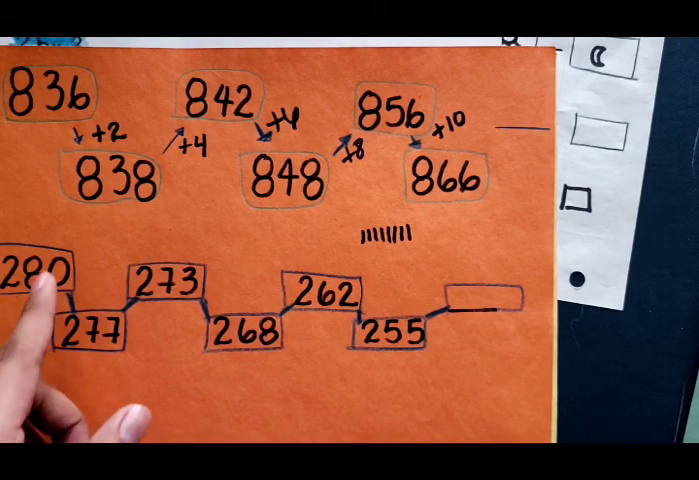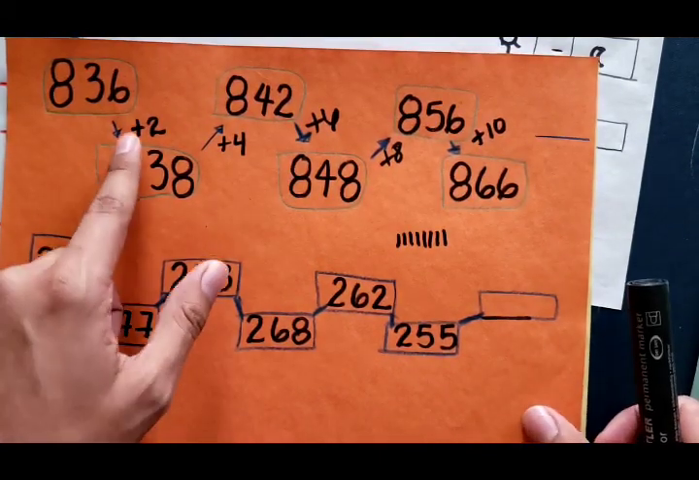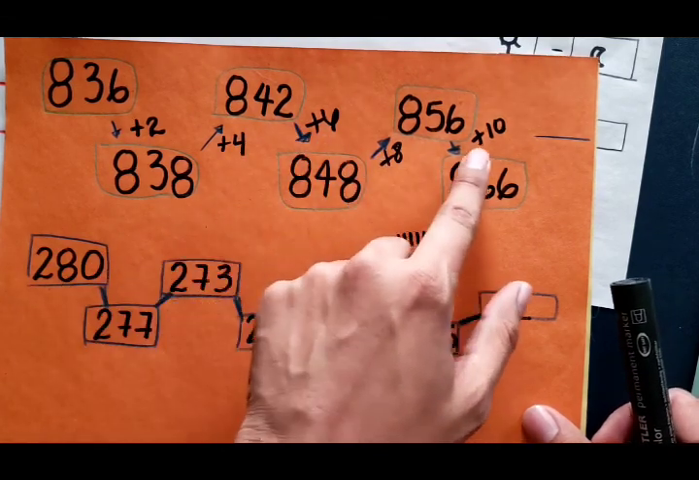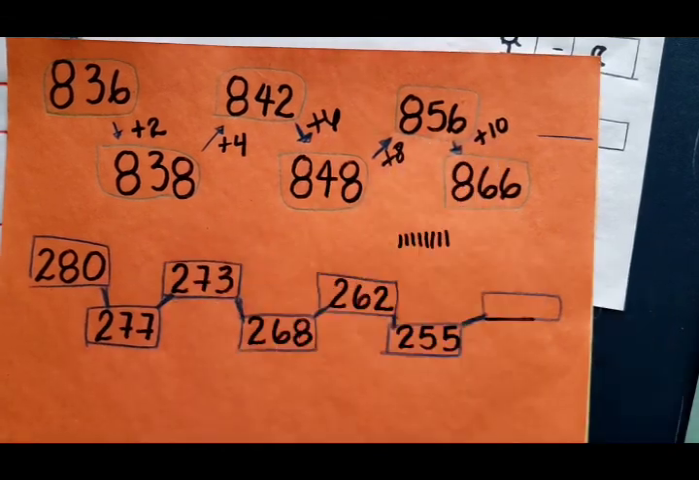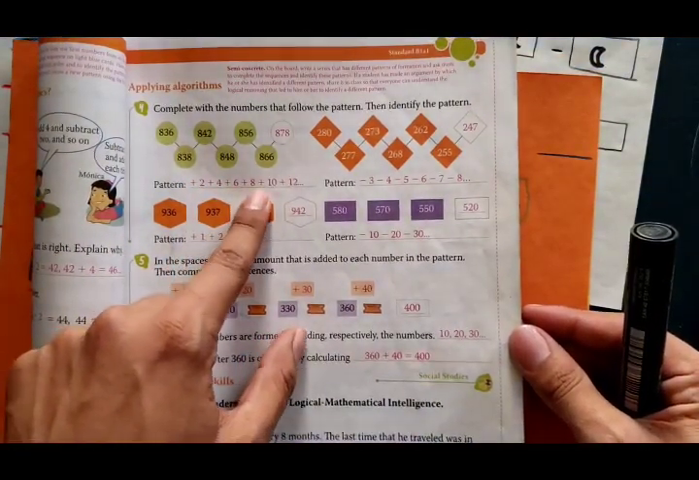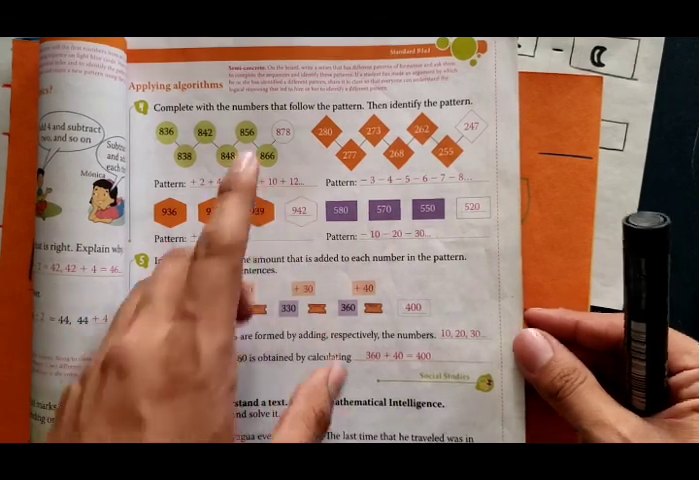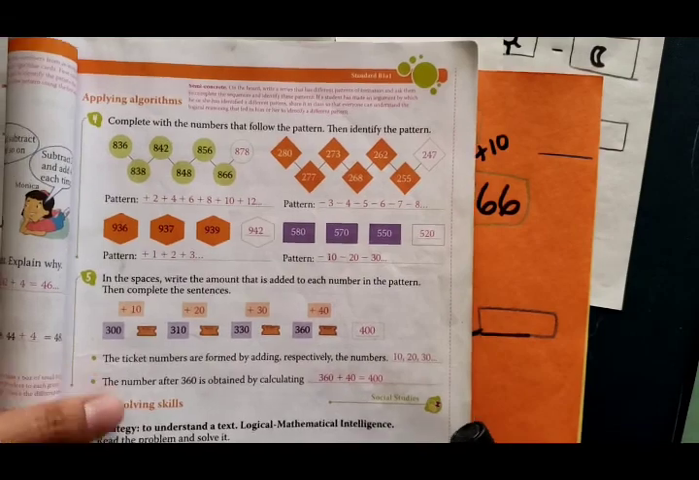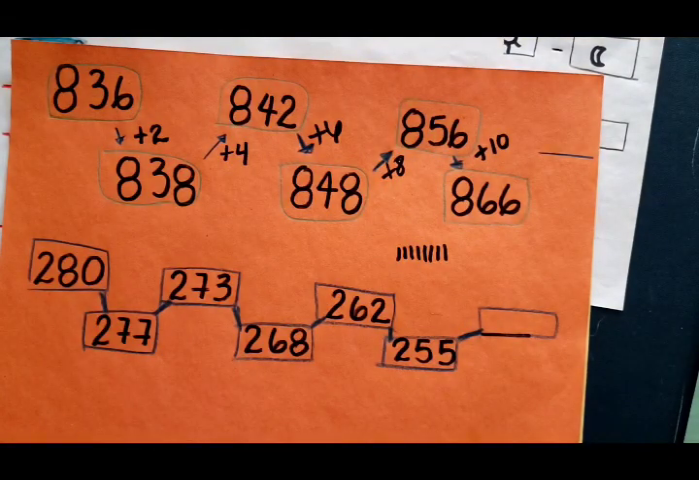So which is going to be the pattern that you're going to write in the line? This one, plus 2, plus 4, plus 6, plus 8, plus 10. You can look at it in the book as well. Okay, plus 2, plus 4, plus 6, plus 8, plus 10, plus 12, plus 14, and so on. Because remember that the numbers are infinite.